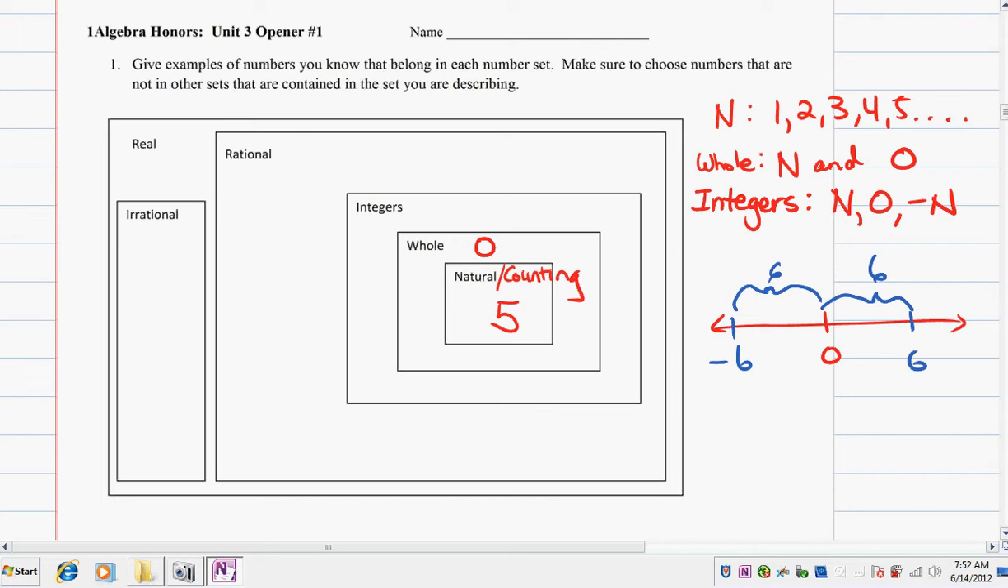So it's on the opposite side. The other way to think of it is it has the opposite sign. So if it's positive, it's negative, and if it's negative, it's positive. So the integers are the natural numbers, 0, and the negatives of the natural numbers. So for example, negative 5 would be an integer.